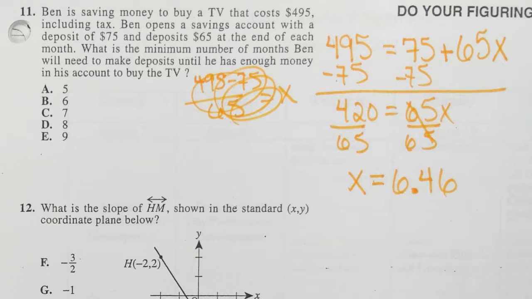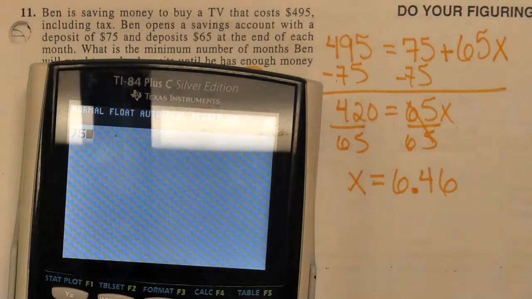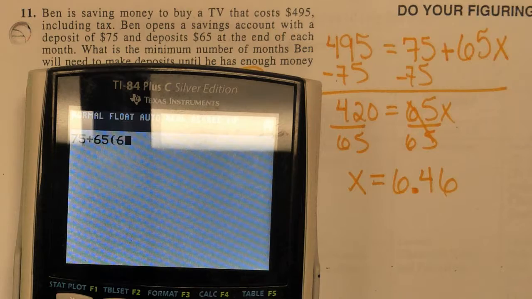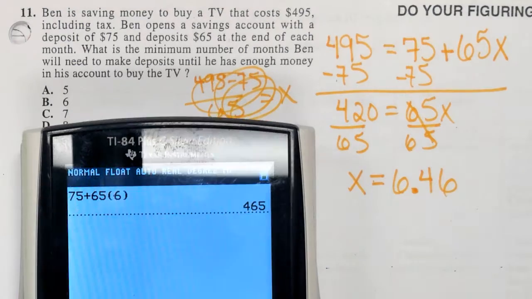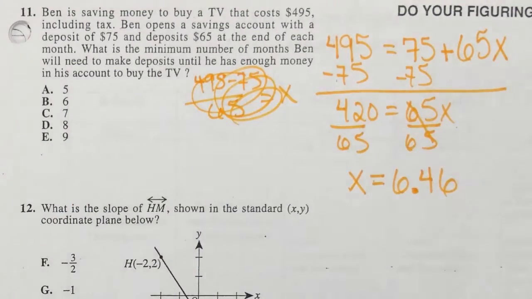You should not pick 6 because plug in the 6: 75 plus 65 times 6. Do you get $495? No, you got to less than that. He's not going to be able to buy his TV yet, so you've got to up it and go to 7. So he's got to do it for 7 months.